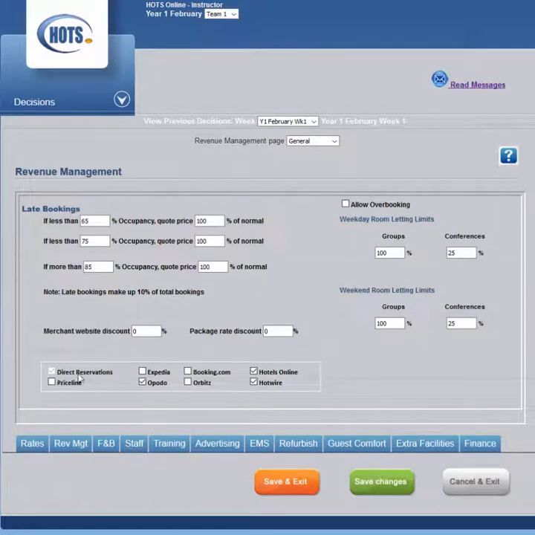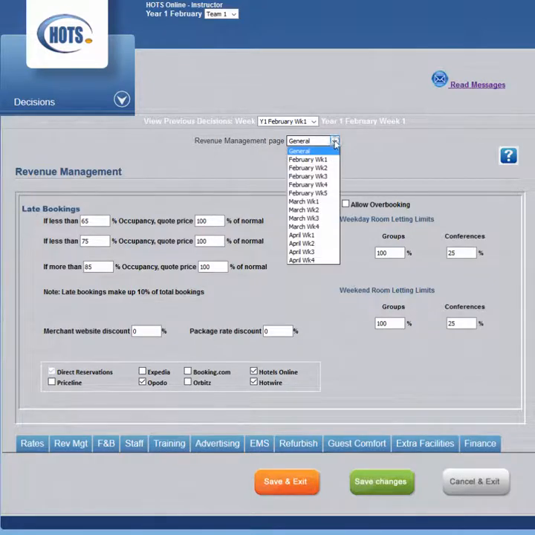The first channel is direct reservations, the hotel's own booking system, including the hotel's website and booking engine. Then I have up to 7 more OTAs that I can choose from. I've chosen 3 here, so Opodo, Hotels Online and Hotwire, just for an example.